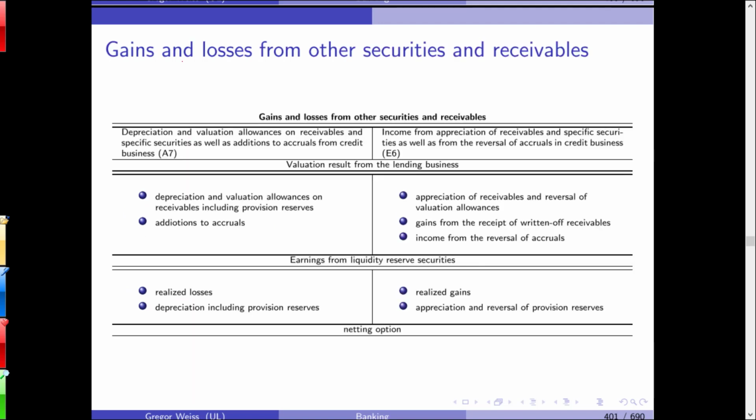You will also have gains and losses from other securities and receivables. This is mostly derivatives. Valuation result from the lending business, earnings from liquidity reserve securities, and here you will also have a netting option if you want to exercise it. Okay.